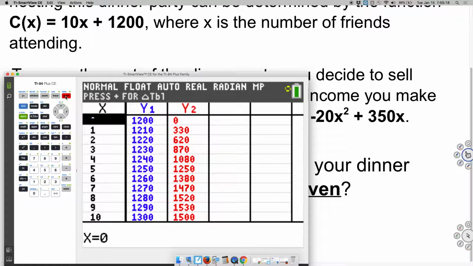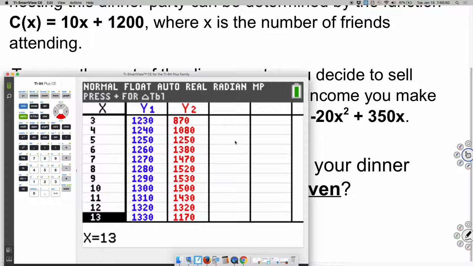Okay, and all we're going to do is go to our table and find out when these things are going to be even. When do they cross each other? Looks like 1250 is one place where they're the same. And let's see if there's another place where they're the same. Oh, 1250 and 1320. So we have two locations where they're going to be the same, here at $5 and here at $12.